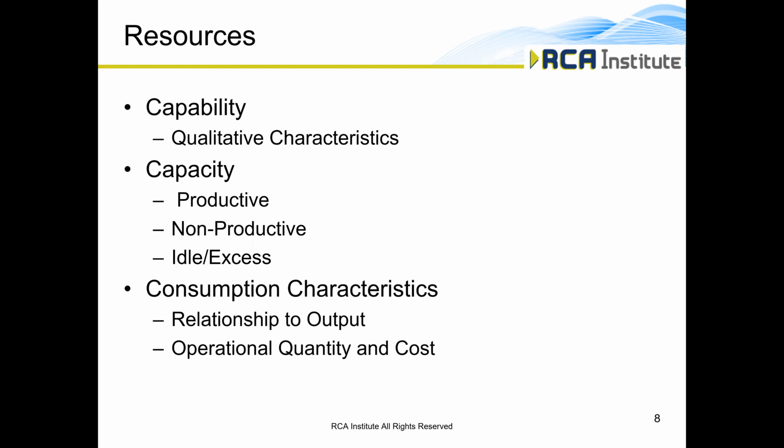So, the last one is the consumption characteristics, and that defines the relationship to output. And we think of that in two terms, primarily the operational quantity, how much time or how much resource quantity is required to produce a unit of the specific output that that resource or resource group creates. And then, of course, you associate cost with that.